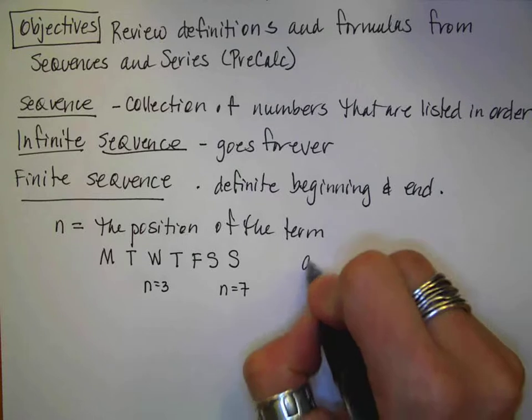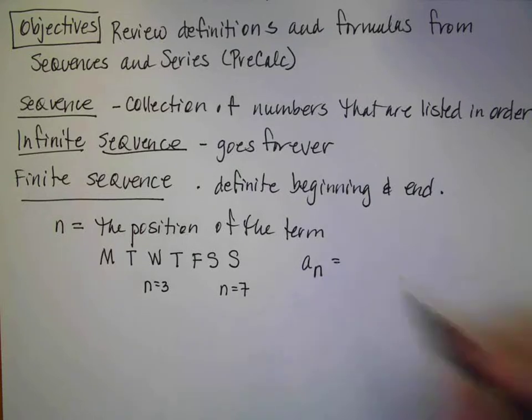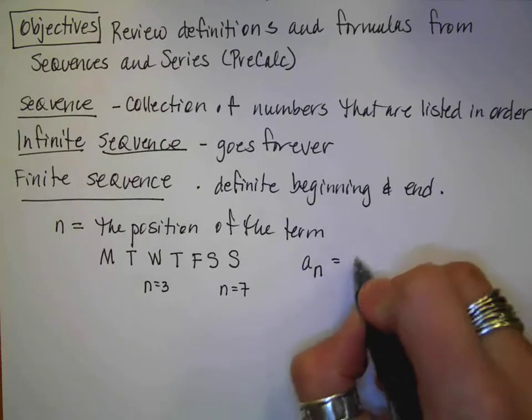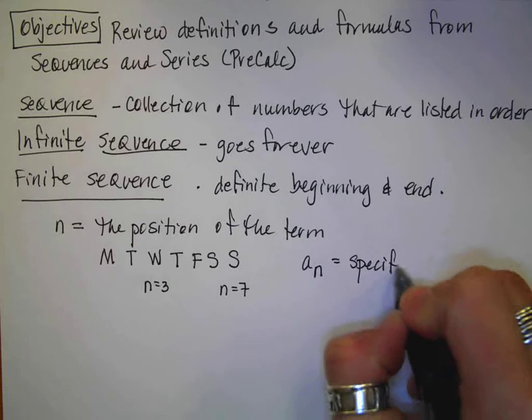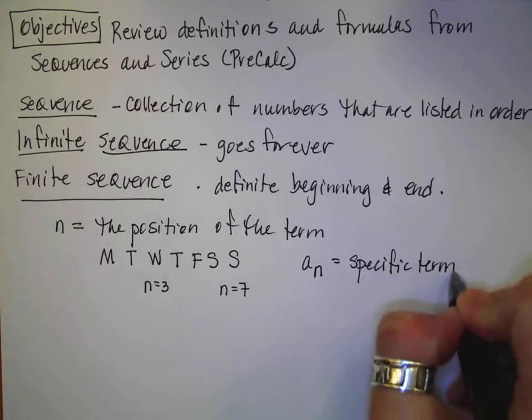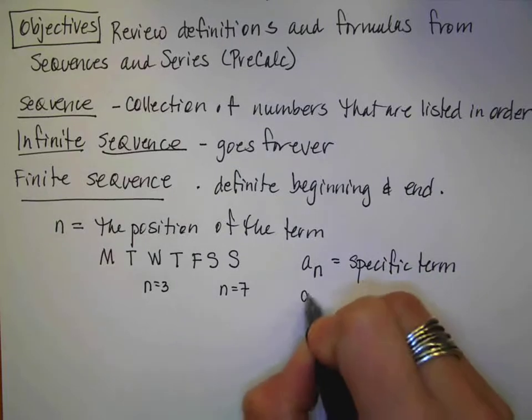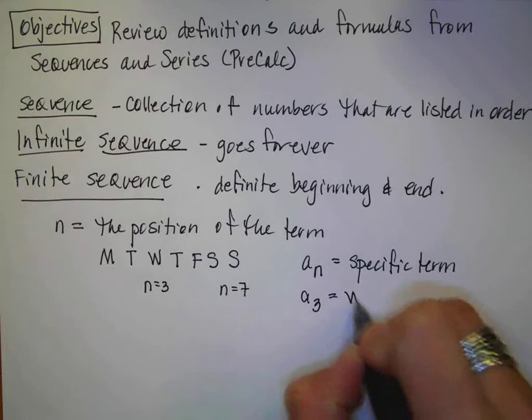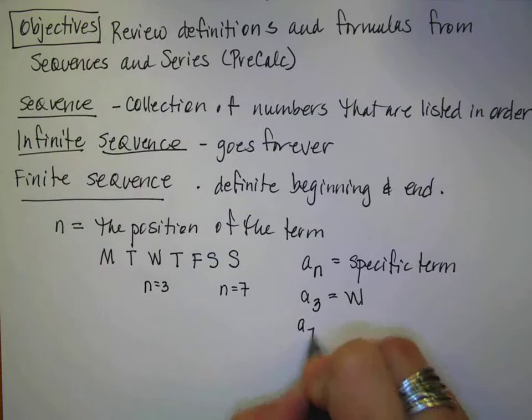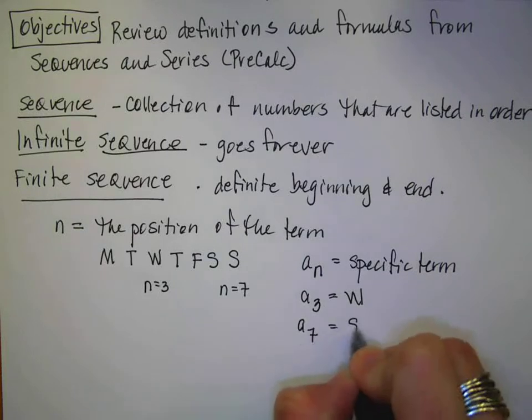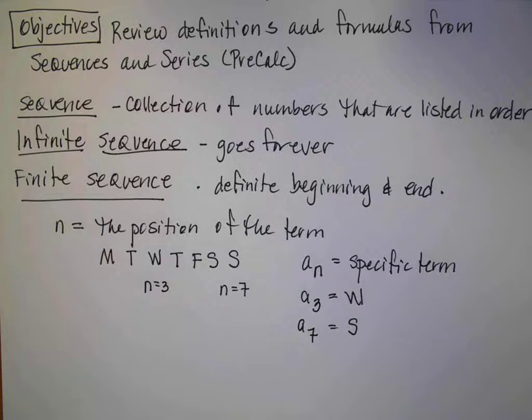Alrighty? And then a sub n would be the specific term in our sequences. So if I did a sub 3, that would be W. And if I did a sub 7, that would be the second S, okay?